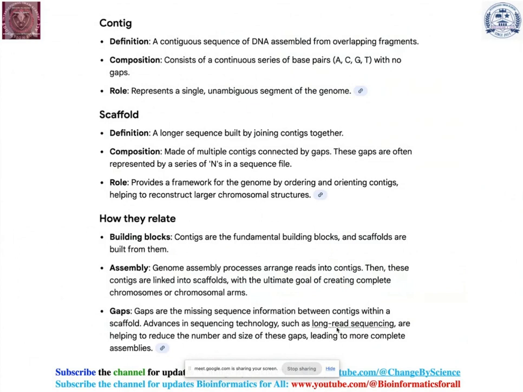Contigs are the fundamental building blocks, and scaffolds are built from them. Genome assembly processes arrange reads into contigs. Then these contigs are linked into scaffolds with the ultimate goal of creating complete chromosomes or chromosomal arms. Gaps are the missing sequence information between the contigs within a scaffold. Advances in sequencing technology, such as long read sequencing, are helping to reduce the number and size of these gaps, leading to more complete assemblies.